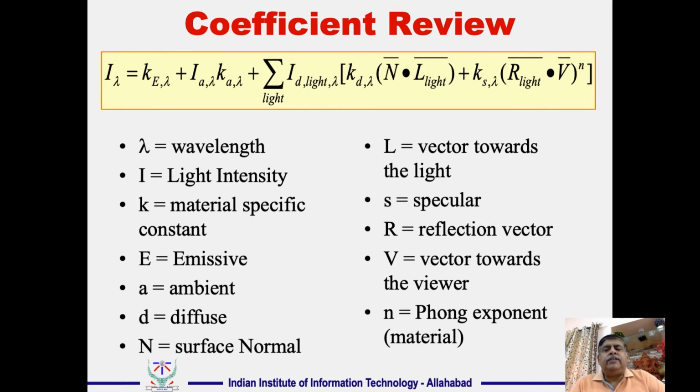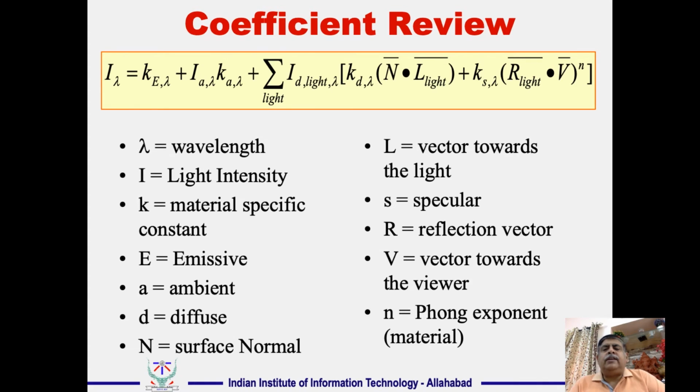R is the reflection vector. The reflection vector is according to Snell's law, where the light hitting the surface at an angle theta with the normal reflects in the opposite direction by the same angle theta. So the vector R has already been determined in function of L and the normal vector, which we will be using.